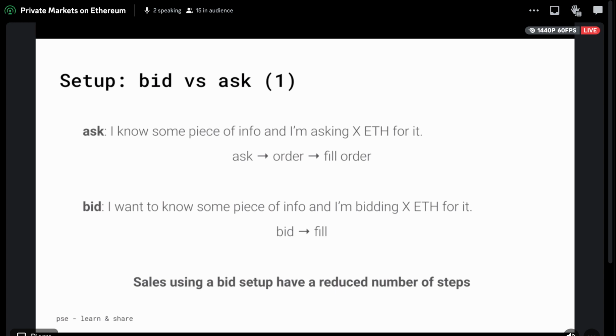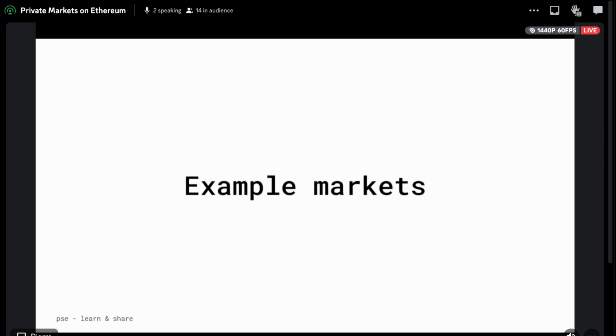In the bid setup, it's a bit different because here I come along and say, I want to know some piece of info and I'm bidding X ETH for it. So in that case, I'm communicating to the outer world that I'm interested in some piece of info. And if someone has this piece of info, then they can come along and fill the bid that I'm making. So when you do a sale using a bid setup, you have a reduced number of steps. But that's a small detail.